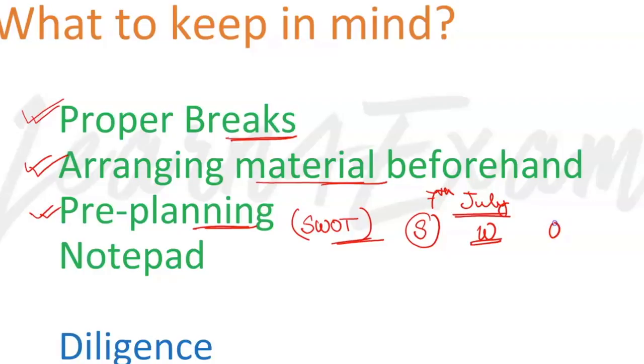And you also need to understand what your opportunities are. That means in which chapters you think that, yes, if I give an hour extra or 2 hours extra, or let's say 2 days extra, I think I can really ace this chapter.